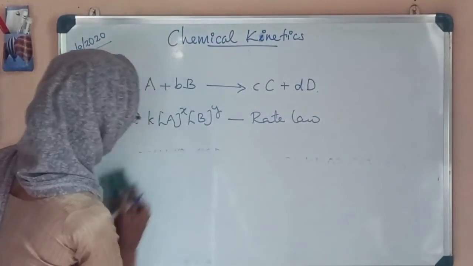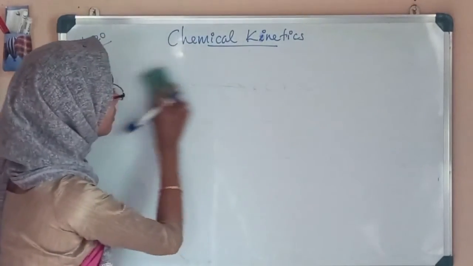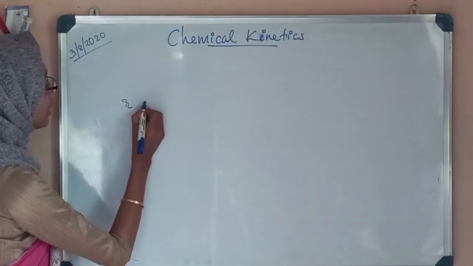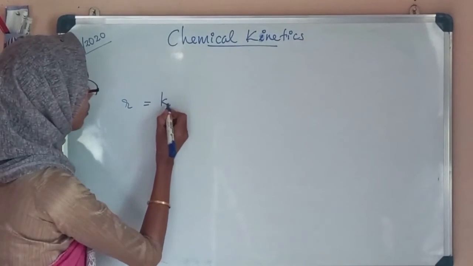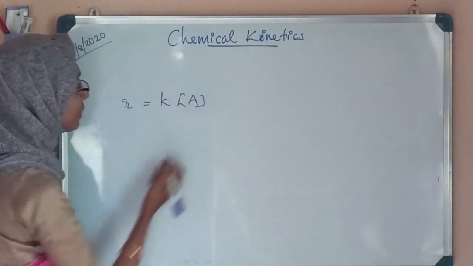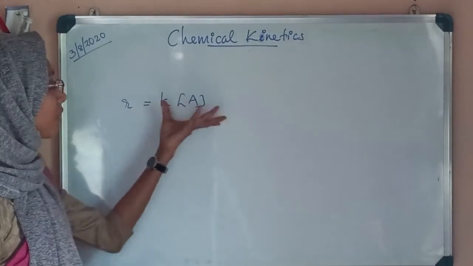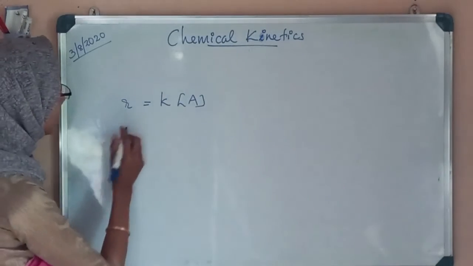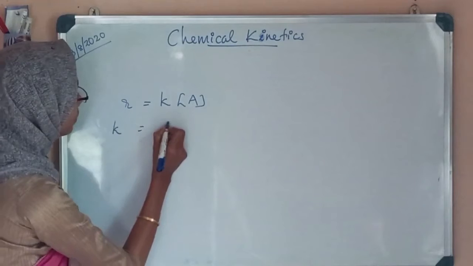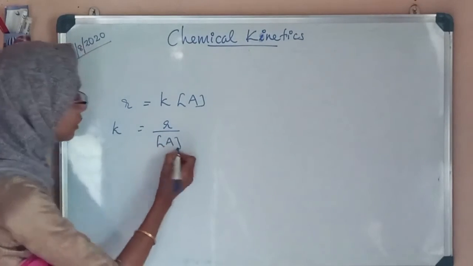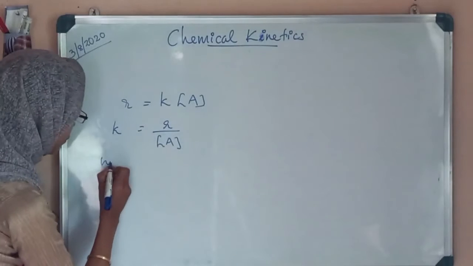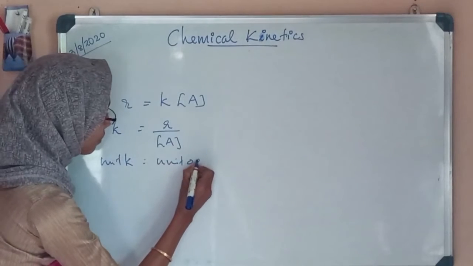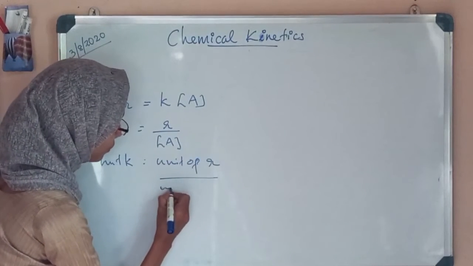Then next we consider the unit of rate constant. We know that rate is equal to k into the concentration of the reactant. For a first order reaction, rate is equal to k into the molar concentration of the reactant. Suppose k is equal to r by [A]. Then the unit of k is equal to the unit of r divided by the unit of concentration.